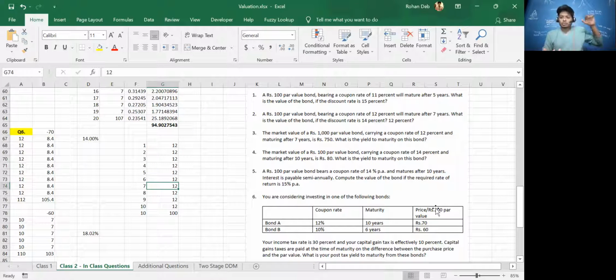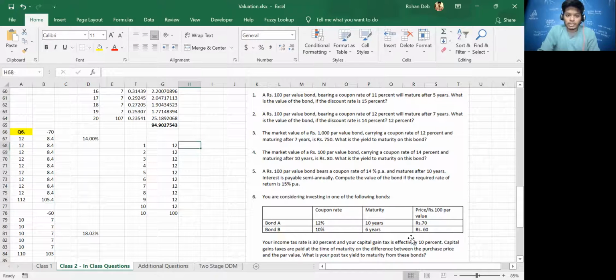You don't pay tax on the 100 rupees that you earn, because you're not earning 100 rupees. You invested 70, you're getting 100. So in between, whatever the gap is called the capital gain. So that 30 rupees gap is your capital gain, and you have to pay 10% tax on that. So 10% tax on that essentially means 3 rupees. So 30 into 10% is 3 rupees.